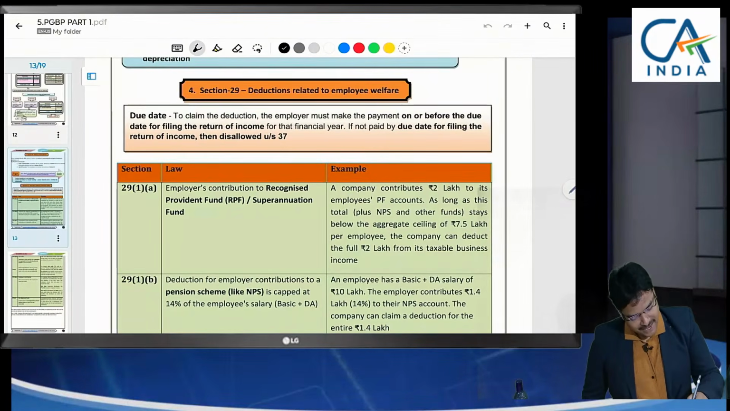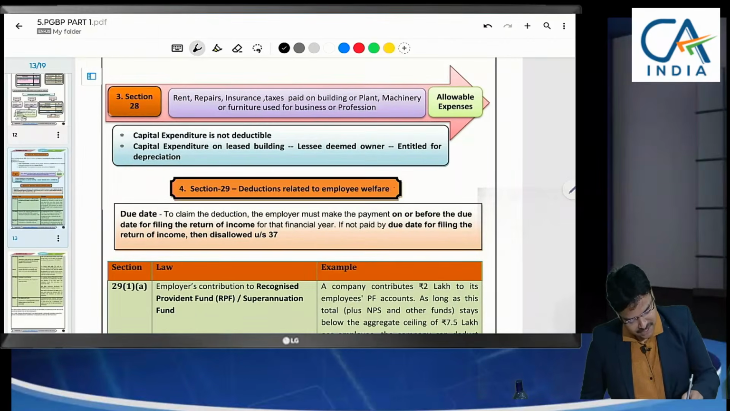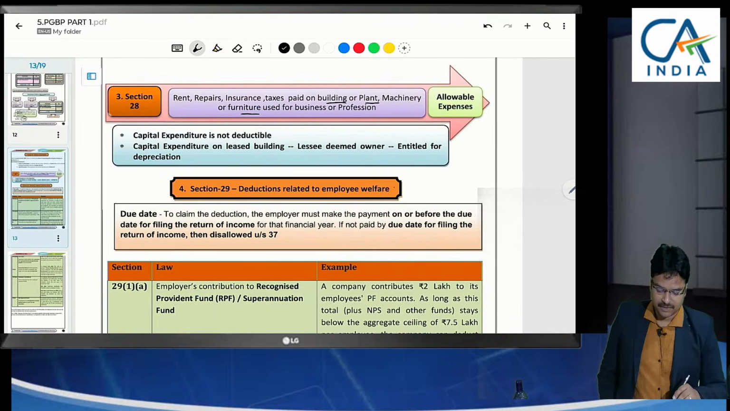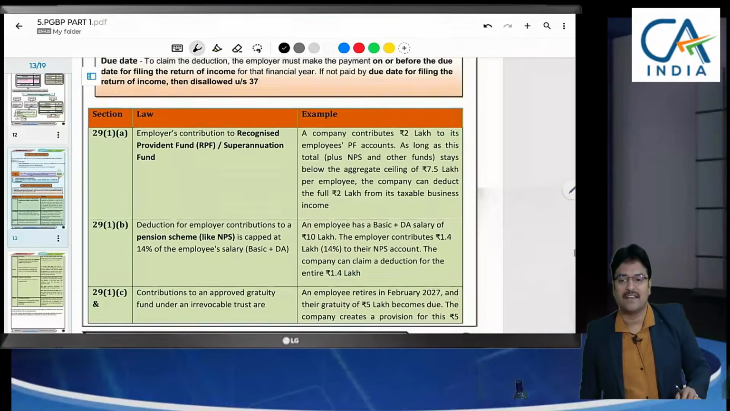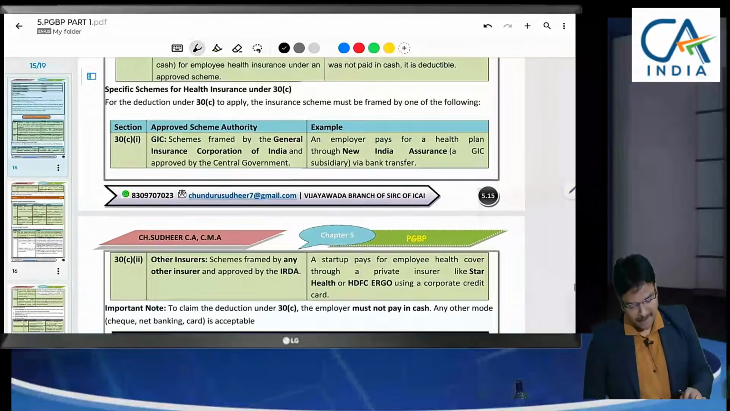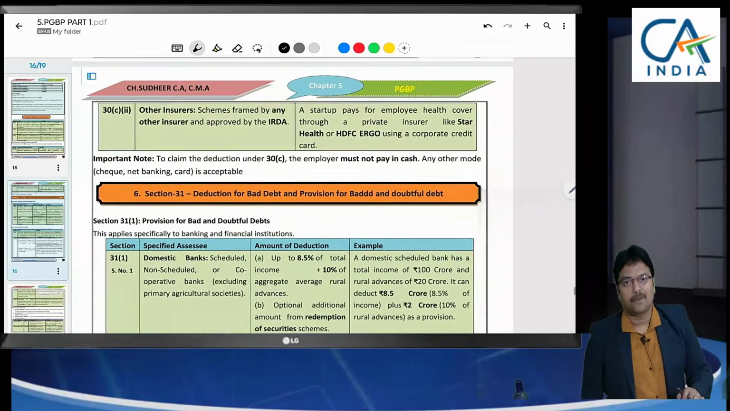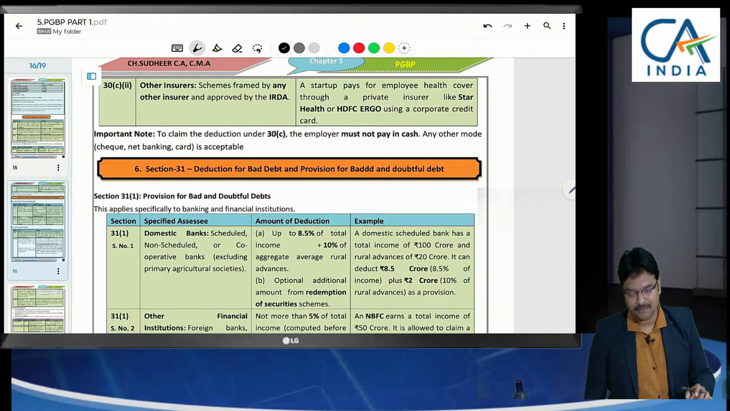First, section 29, 28. Expenses relating to building or plant and machinery or furniture. Section 28 we have discussed. 29, employee welfare expenses, PF, ESI, both employer and employee contribution. A big amendment has also come. Employee contribution also, now we have time up to the due date of filing return of income, that we have discussed.